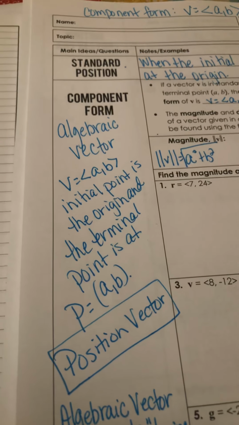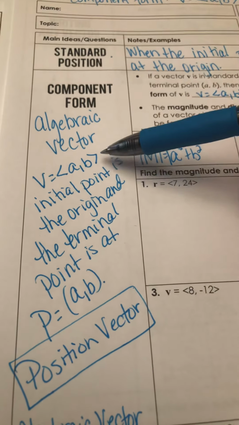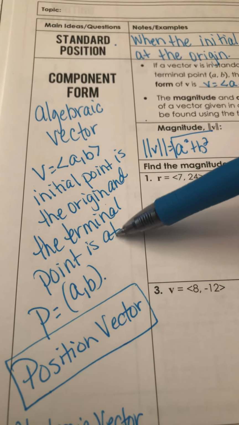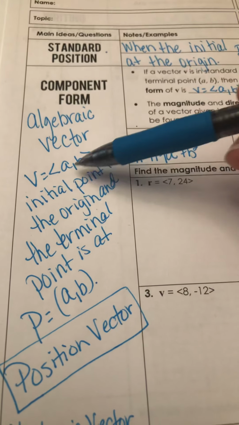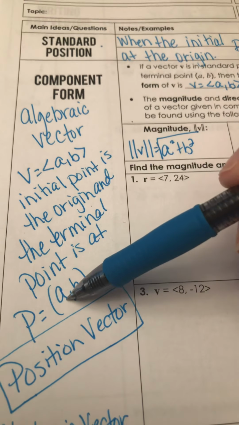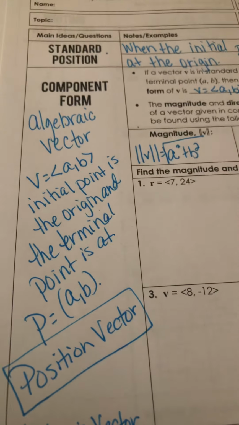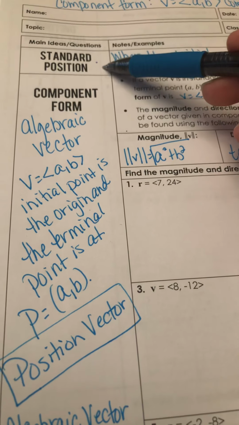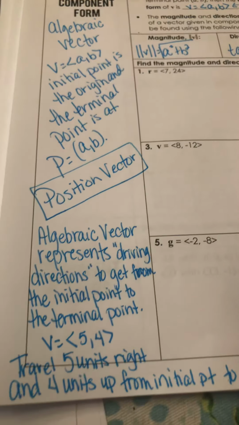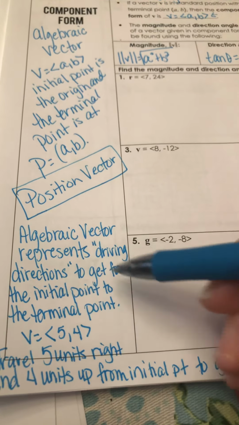When a vector is written in component form, remember it's an algebraic vector. The initial point is the origin. The terminal point is some point P. We're representing it with the ordered pair (a, b). So when you put it into component form, you're just taking the point of your terminal side and putting it into the component form. Now, it's called standard position or a position vector. Algebraic vectors represent what we call driving directions to get from your initial point to your terminal point.